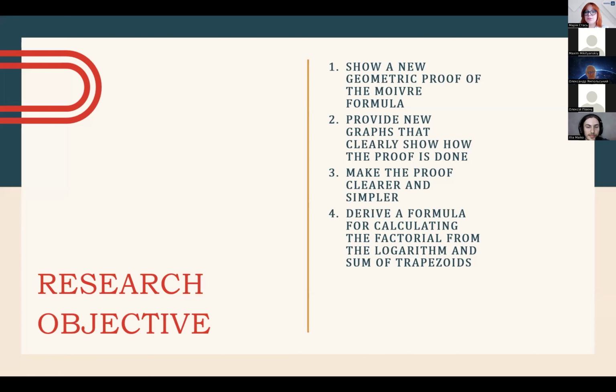The research objective, why we did it: to show a new geometric proof of the Moivre formula, provide new graphs that clearly show how the proof is done, make it clearer and simpler, and derive a formula for calculating the factorial from the logarithm and the sum of trapezoids. Because in a lot of books there are very difficult proofs of this formula, and we found a little bit easier one.